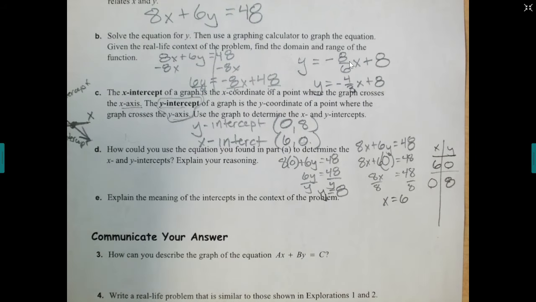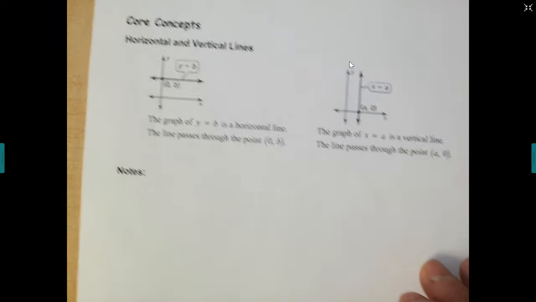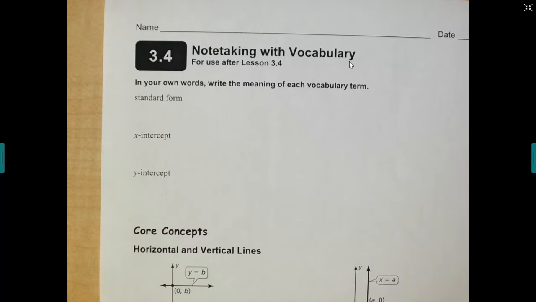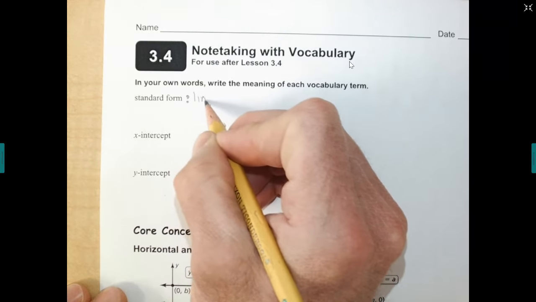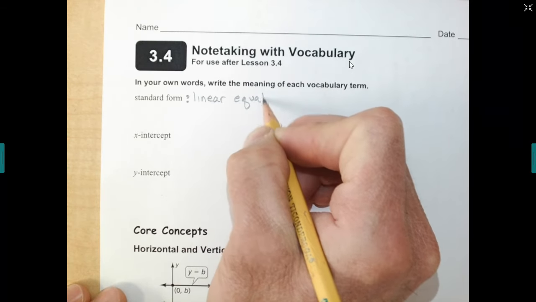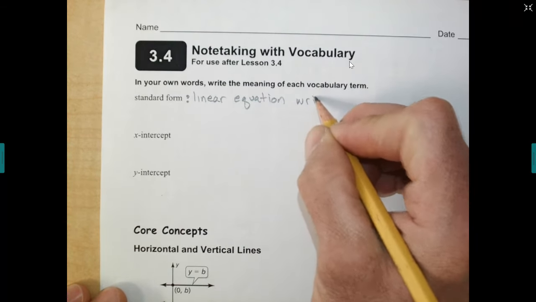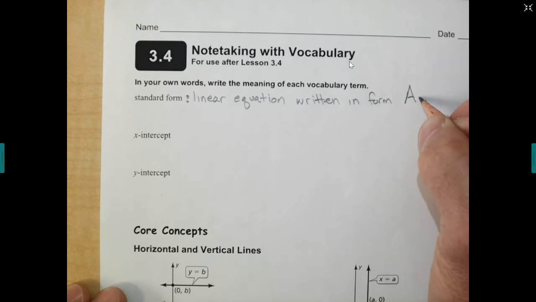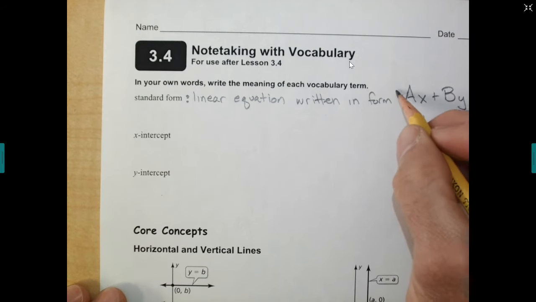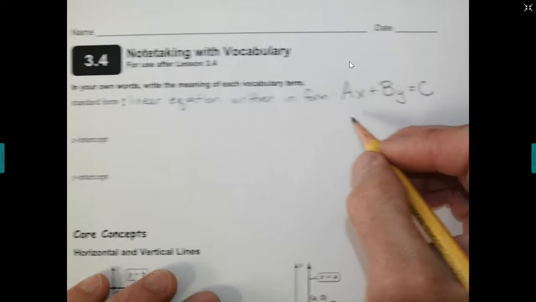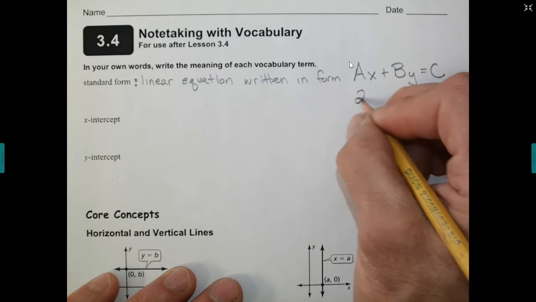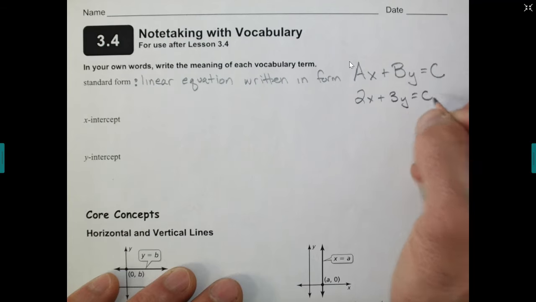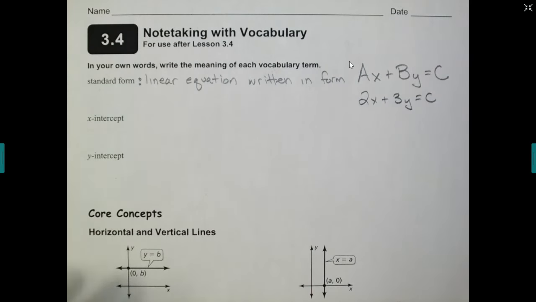Okay, if you'll move with me to page 76, we're going to do a few definitions. So, standard form. Standard form is a linear equation written in the form of a times x plus b times y equals c. That's standard form. An example of standard form might be 2x plus 3y equals c. There's an example of standard form.